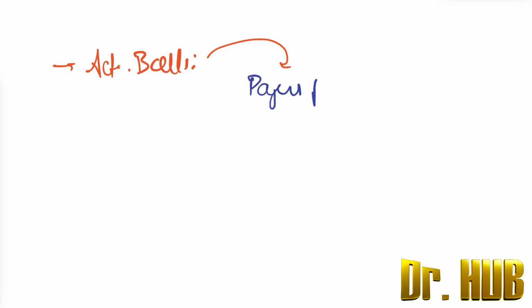Now, moving further, let's look at the activated B cells. Activated B cells escape from the Peyer's patches into the regional lymph nodes, that is the regional LN.